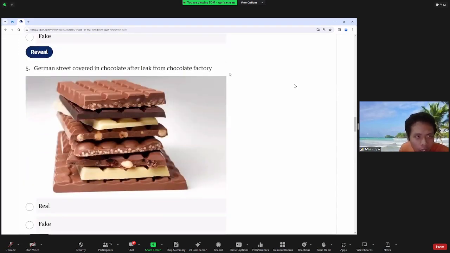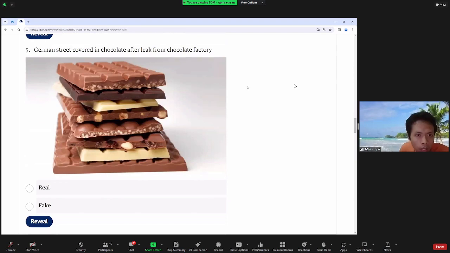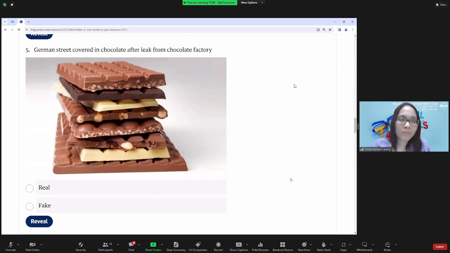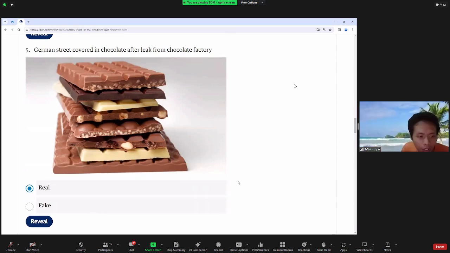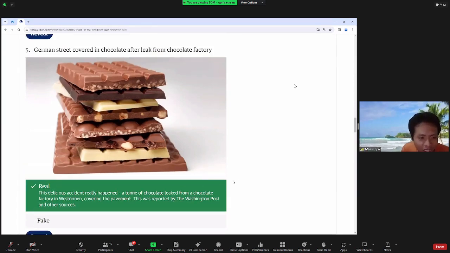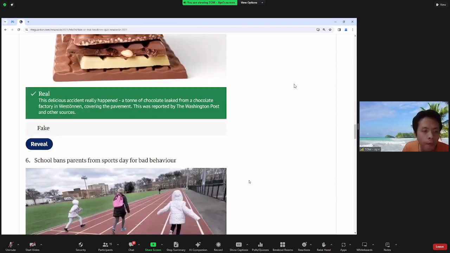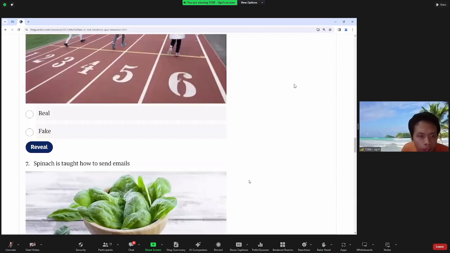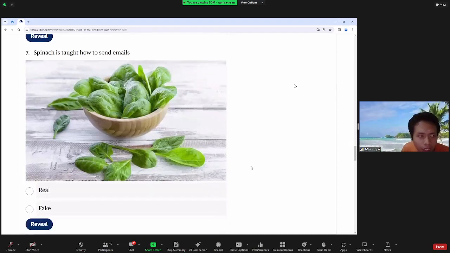This one: a German street covered in chocolate after a leak from a chocolate factory. Real. What is it, real? Okay, let's see. Oh yeah, correct. It is delicious. The accident really happened. A ton of chocolate leaked from a chocolate factory in Western Germany, covering the road. Not this one. This one is pretty interesting: spinach is taught how to send email.